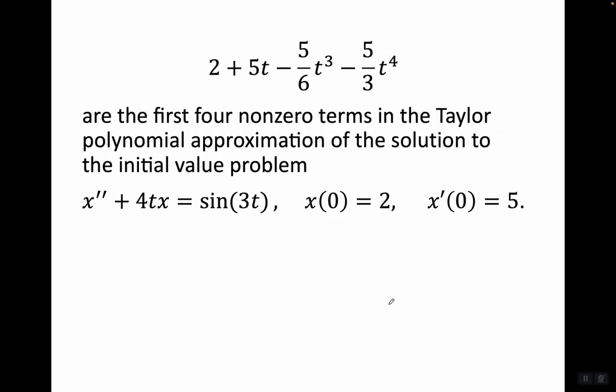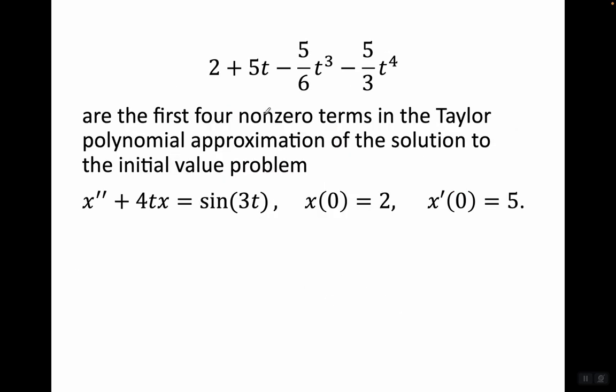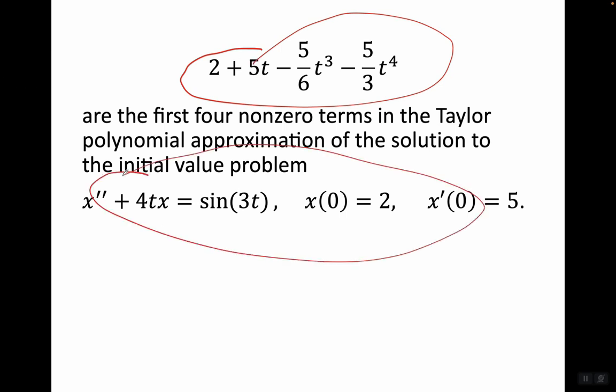And when we simplify this, we multiply things out and we end up with 2 plus 5t minus 5/6 t cubed minus 5/3 t to the fourth, which are the first four non-zero terms in the Taylor polynomial approximation of the solution to this initial value problem. I think that's really cool because without even really knowing how to solve a differential equation like this, we're able to come up with a decent approximation using Taylor series. Very cool.